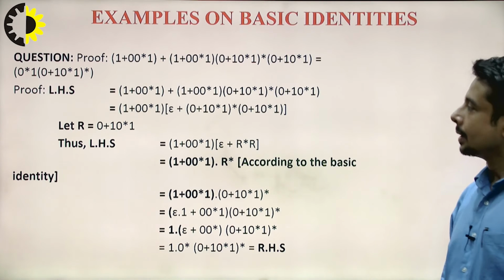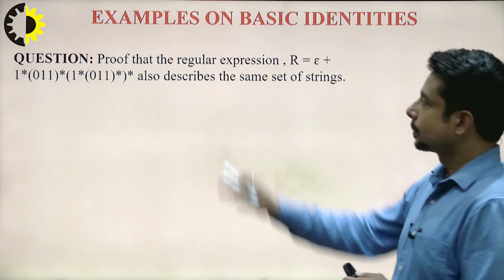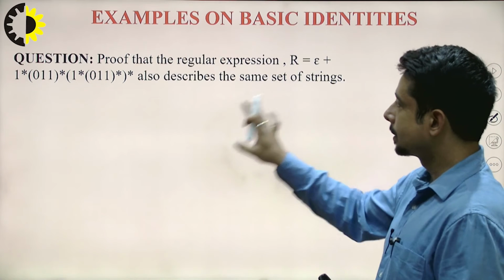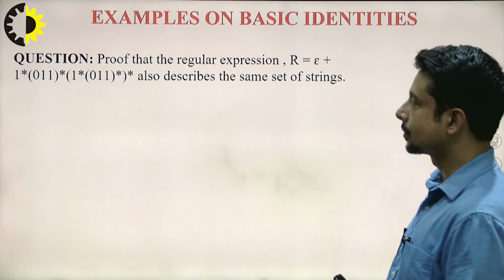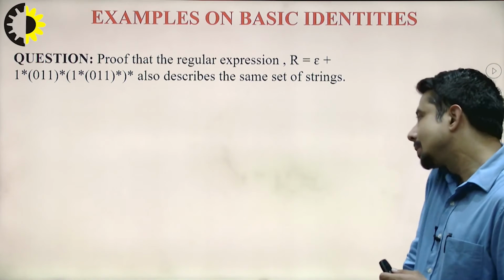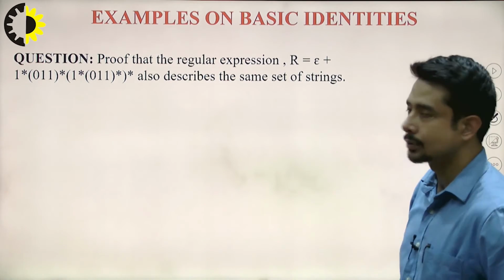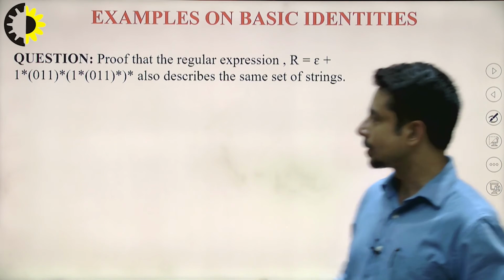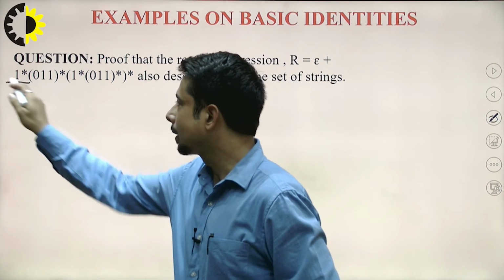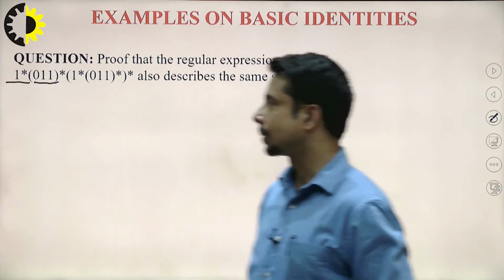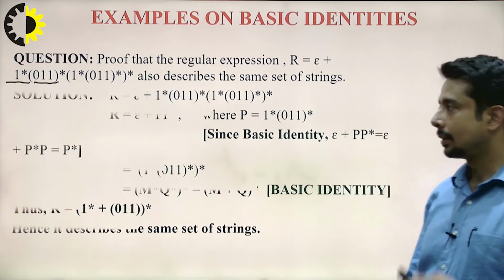Okay, let's go to question number 2. It says prove that the following regular expression also describes the same set of strings. Same set of strings means that after simplifying the regular expression, you will get the same set of strings. If you look at this expression, 1 is one expression and 0 1 1 is another expression. So how to do that? Let me check.